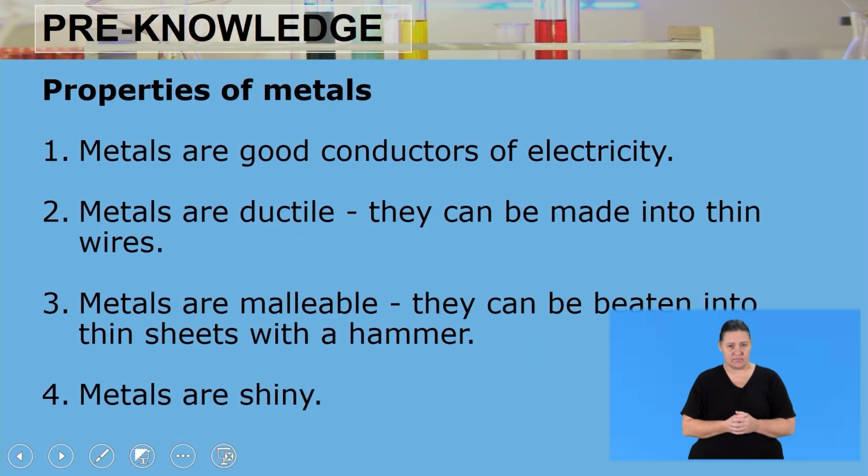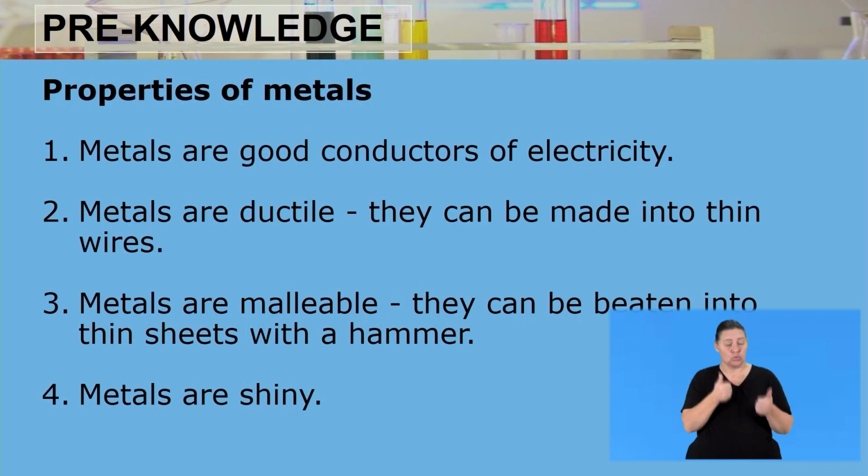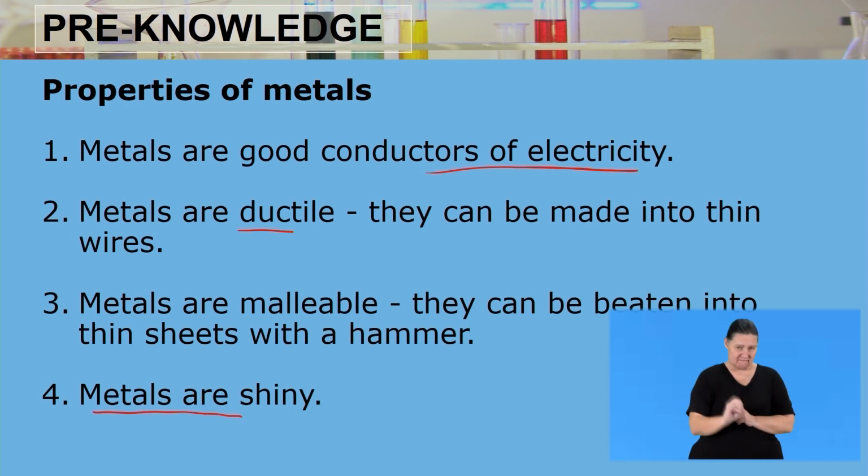I know that there are certain things that we know, so we need to quickly recap and refresh our minds. We know this about metals: metals are good conductors of electricity. We also know that metals are ductile, which means they can be made into thin wires. Metals are malleable, which means they can be beaten into thin sheets by a hammer. And lastly, metals are shiny. So with what we know, let's quickly answer a few questions to test whether we know what we say we know.